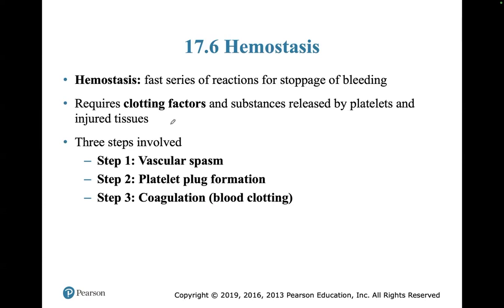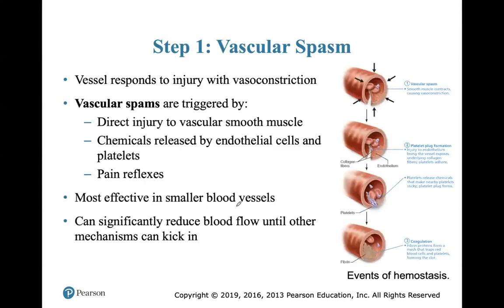It requires a series of clotting factors. There are three steps: vascular spasm, platelet plug formation, which we just spoke about, and then coagulation or blood clotting. Firstly, when we have an injury, smooth muscles will contract, causing vasoconstriction. Then immediately platelets will run into that area to clog it. The first step is caused by the vascular spasm.